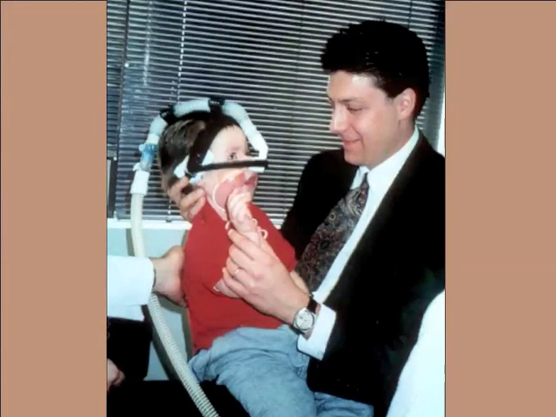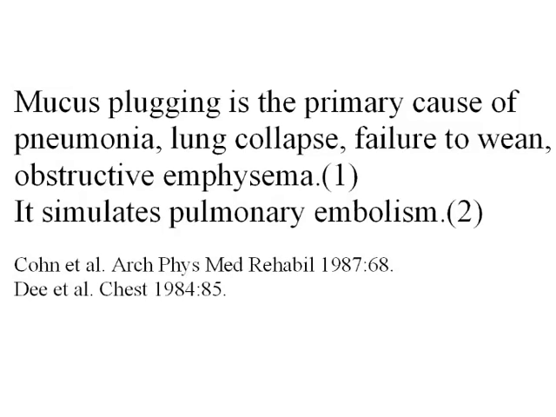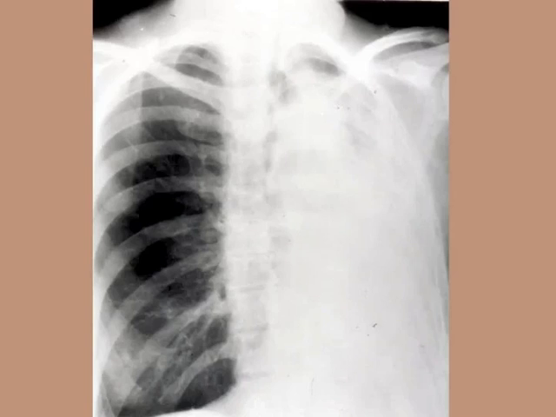And this is actually one of the two brothers that I showed you earlier with SMA type 1. And this is the brother who's 19 years old now. The second goal is to normalize or optimize the cough flows because mucus plugging is what causes pneumonia and all of the problems, like lung collapse, etc.